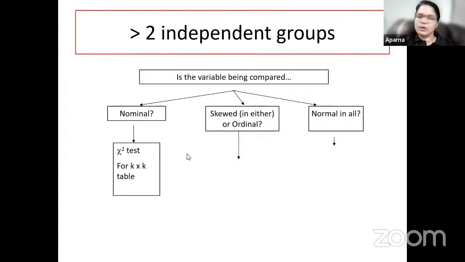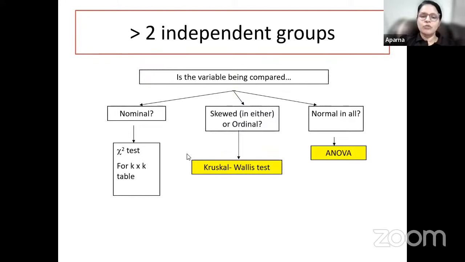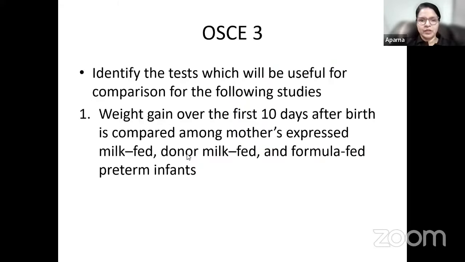So if you had nominal data, like data that is represented as a name, for three groups also, we are going to still use chi-square test. On the other hand, if you had skewed distribution of numerical data or ordinal data, then we will be using Kruskal-Wallis test. And if there is normally distributed data in all the independent groups, then we are going to use a test called ANOVA or analysis of variance.